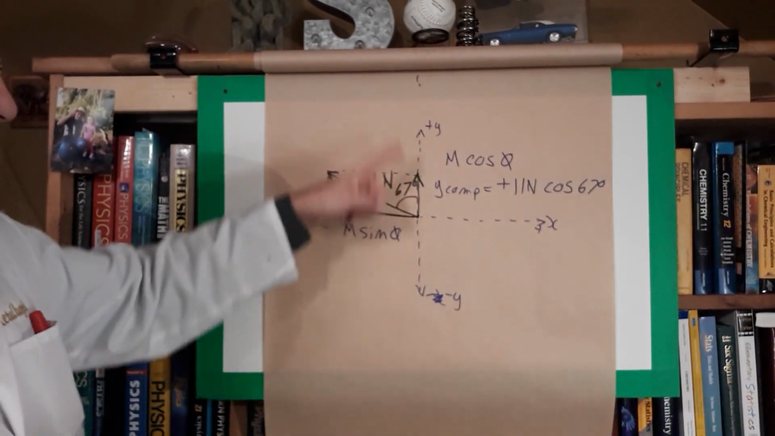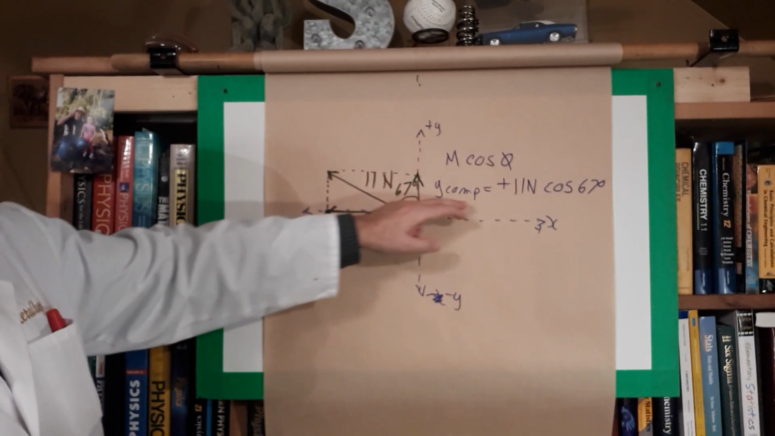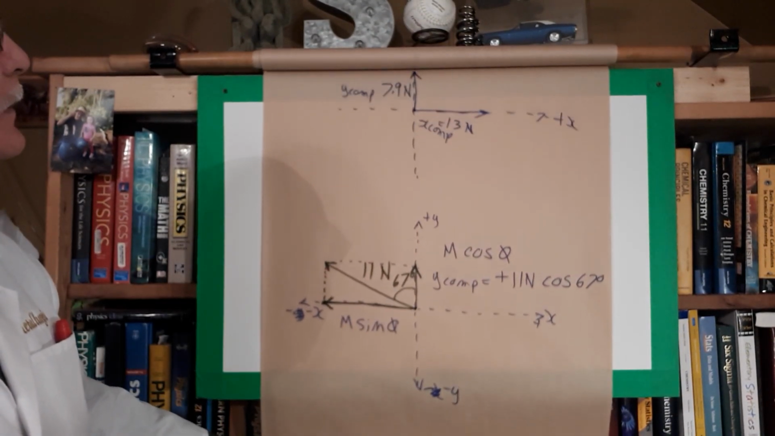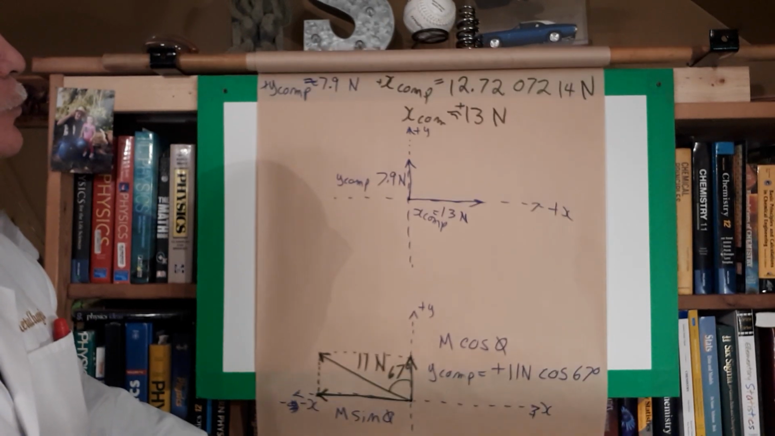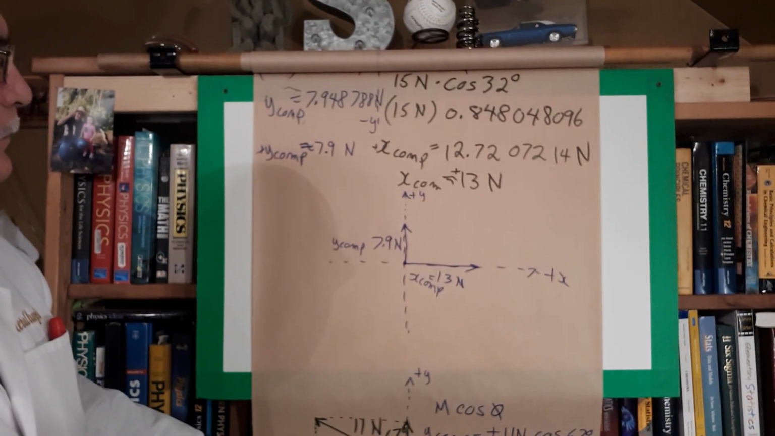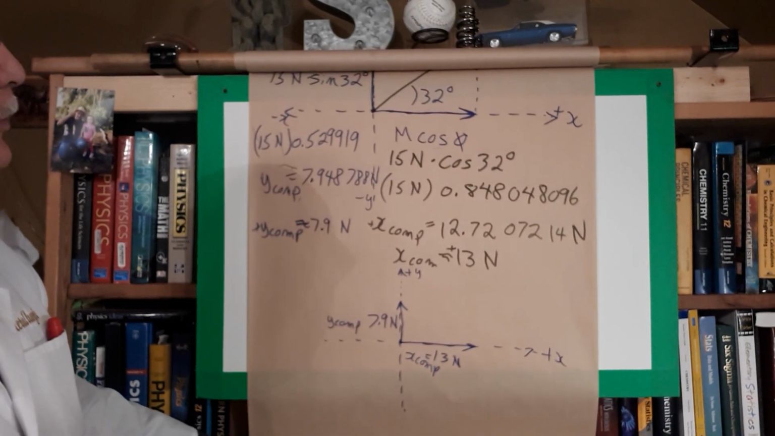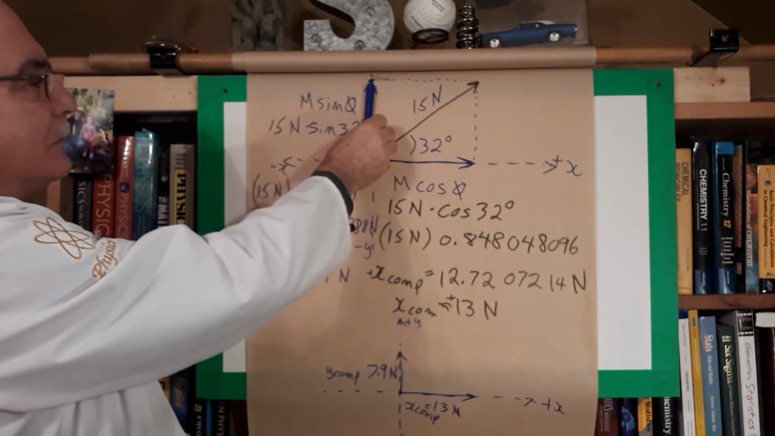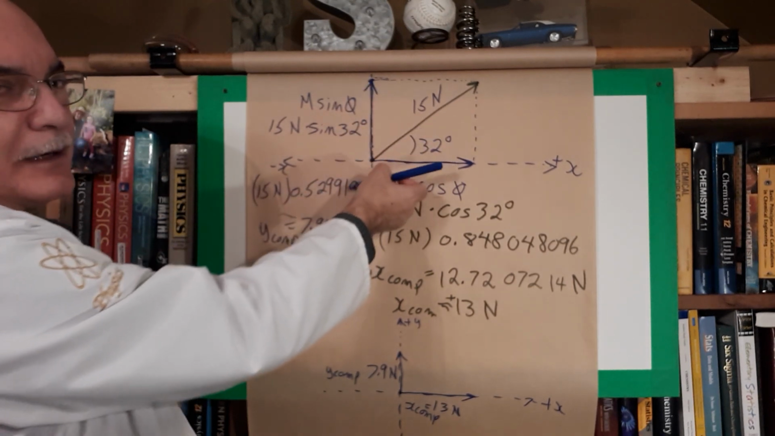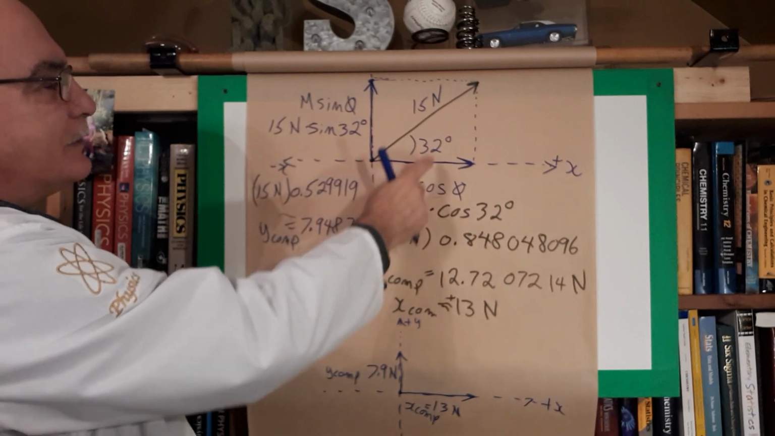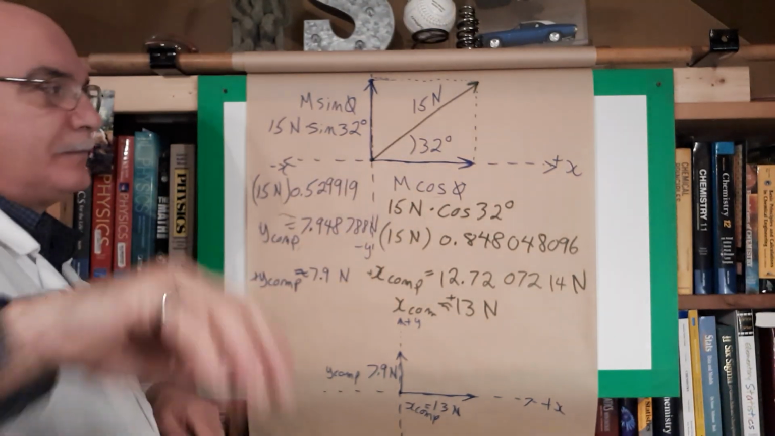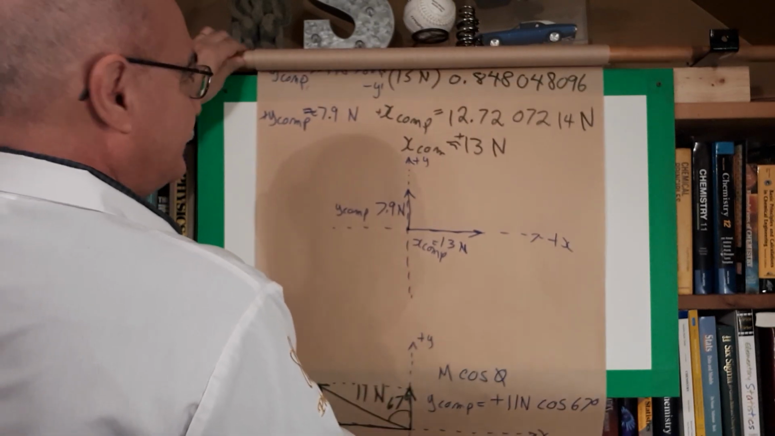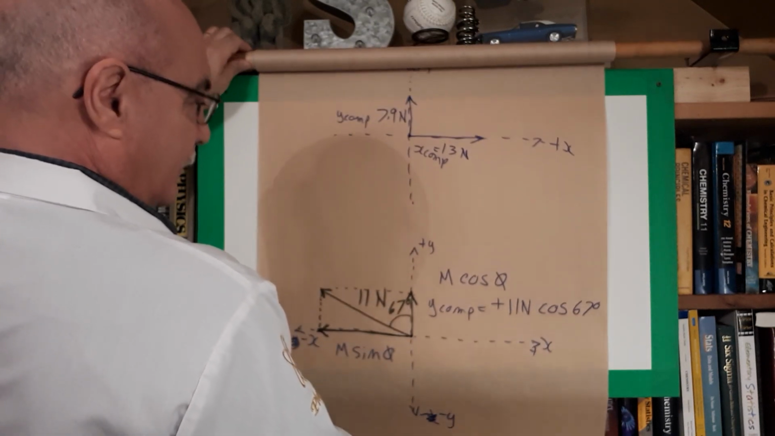In the prior example, we used the y as the sine of 32 degrees to get the y component. Again, it has nothing to do with whether it's in the y direction or the x direction. Whether you use sine or cos depends on the angle that is given. So let's go back and finish this.